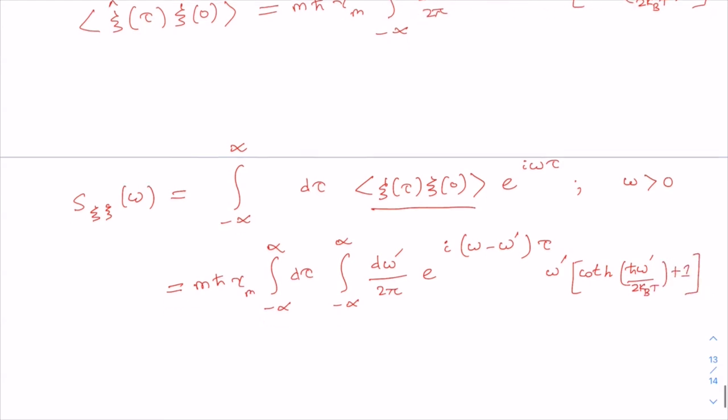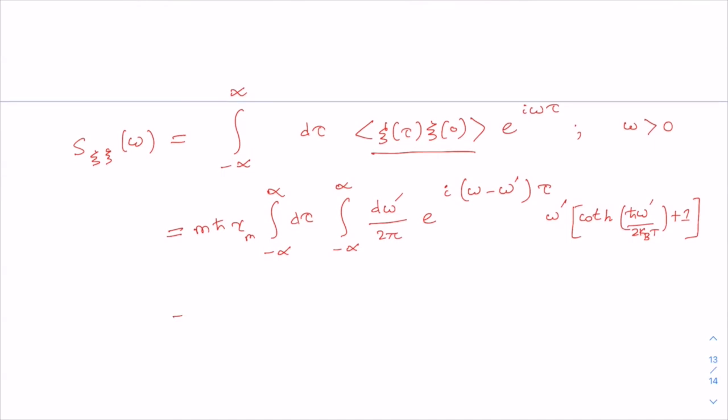Okay, this can be further simplified because you can recognize that what I have here is the Dirac delta function. If you look at this expression, I have a term like this: the integration from minus infinity to plus infinity of d tau, 1 by 2 pi, e to the power minus i (omega minus omega dash) tau. This is nothing but the Dirac delta function, delta (omega minus omega dash). So I can utilize it.